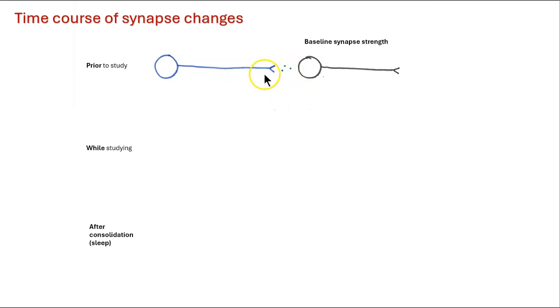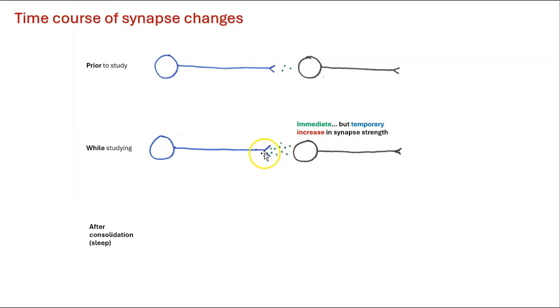So prior to study, there is some baseline strength of this synapse here. Now, while we're studying, we get that temporary increase in synapse strength. In the previous part of the lesson, we talked about quickly inserting more channels in the target neuron. But here we're just showing the strength has increased by having a bigger terminal and more neurotransmitters being released. So compared to the baseline strength of synaptic communication, we've got an increase in synapse strength here. And this is occurring while we're studying, an immediate but temporary phenomenon.